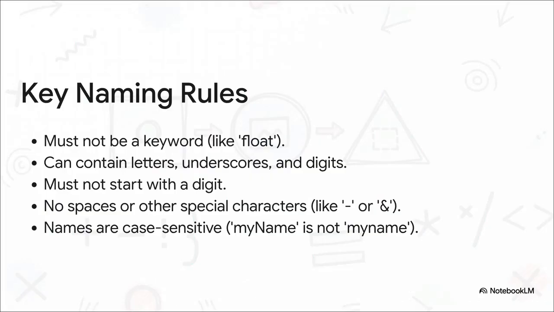So, let's quickly nail down these key rules. First, you can't use those special keywords. Second, your variable name has to start with a letter or an underscore, never a number. Third, no spaces or weird special characters. And finally, and this trips people up all the time, C is case sensitive. That means my name with a capital N is a totally different variable than my name, all in lowercase. You've got to be precise.